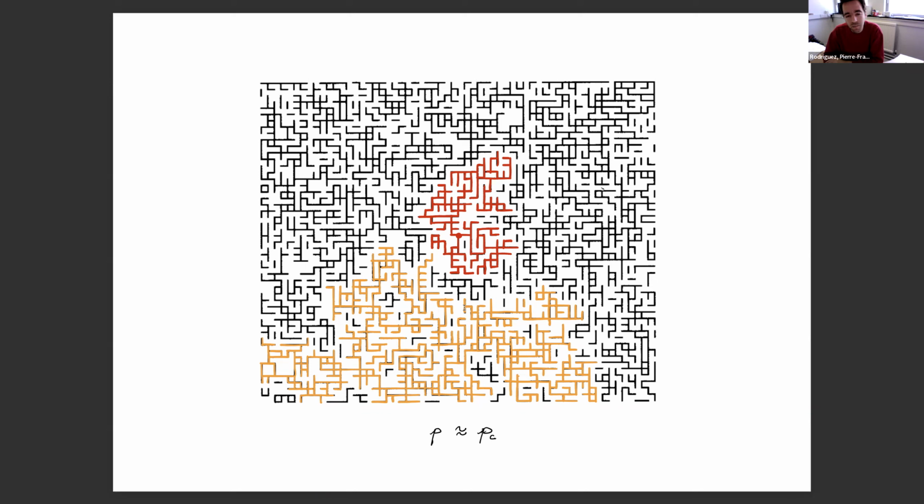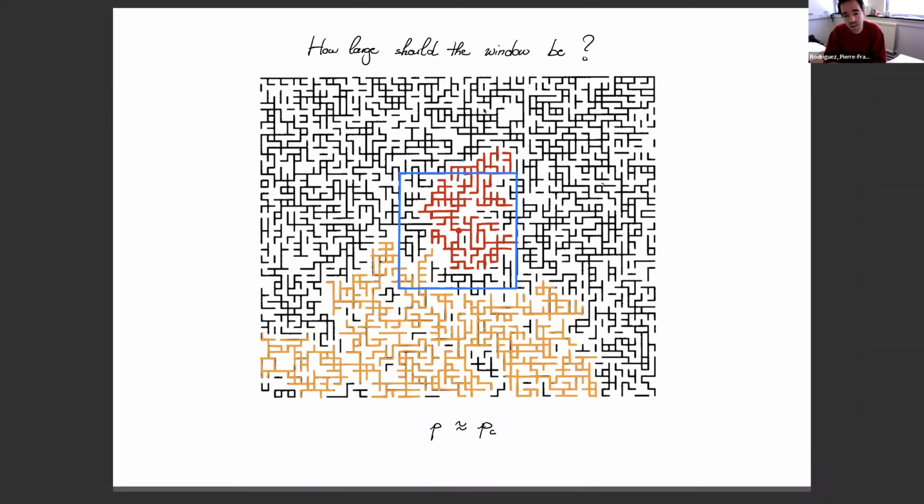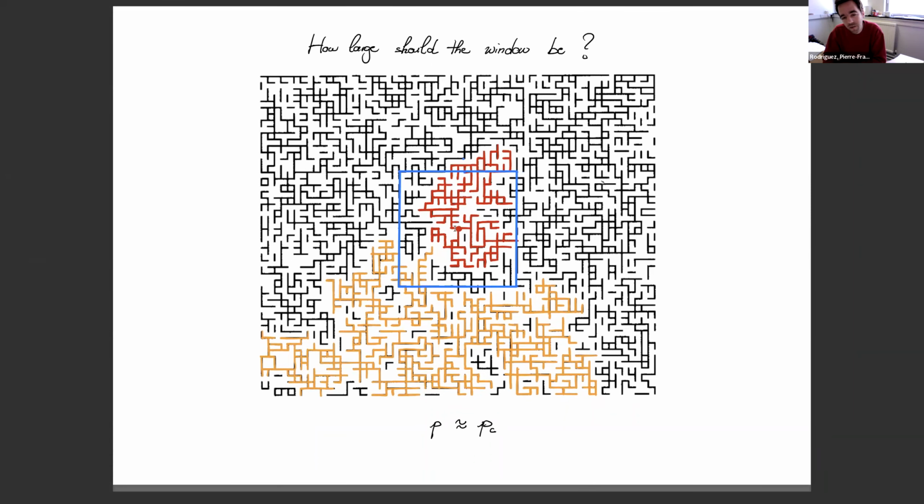And so there is a very practical question, which is that if you're close enough to pc, how big should your window be in order to see a critical picture? And you see here, for instance, if you draw this blue box, which is commensurate with the big one, it's only 2 or 3 times smaller, then if you forget everything that happens outside of the blue box, in fact, this point still looks somewhat well connected to the boundary. So you may erroneously conclude by just looking at this that this is in fact supercritical, when in reality it isn't.